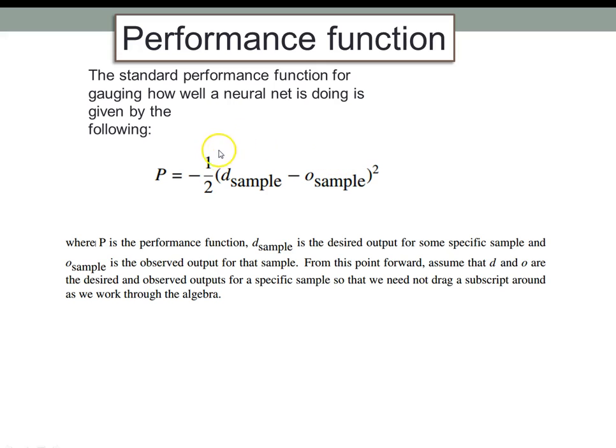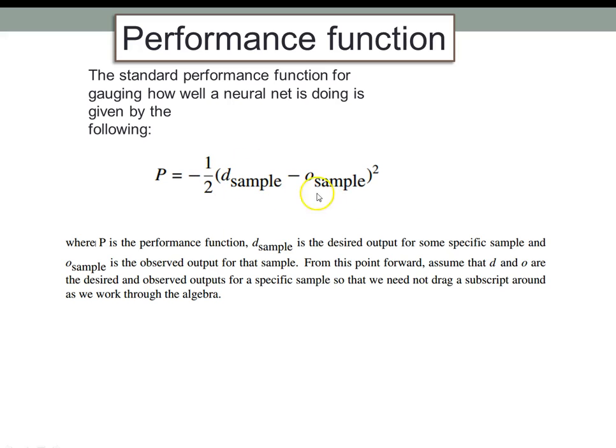So they square it, and then they take a half, no reason in particular. And that's called the performance function, how well we did. If we got very close to the desired output many times, this is going to be a small number. The smaller this is, the better the performance, except that it has a negative there, so it's like the opposite. But anyway, this measures how well we did. If you want to make it positive or negative, it doesn't matter.